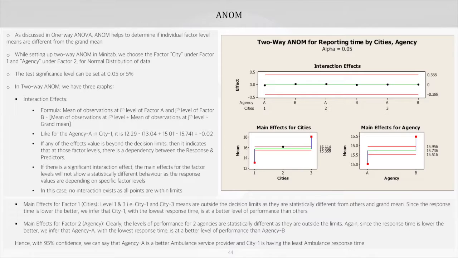So in this example, with 95% confidence, we can say that agency A is a better ambulance service provider and city 1 is having the least ambulance response time. So that is all about two-way ANOVA and two-way analysis of means.